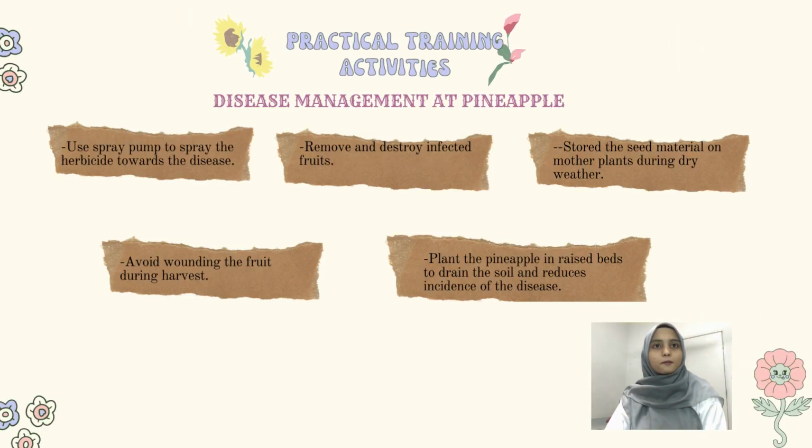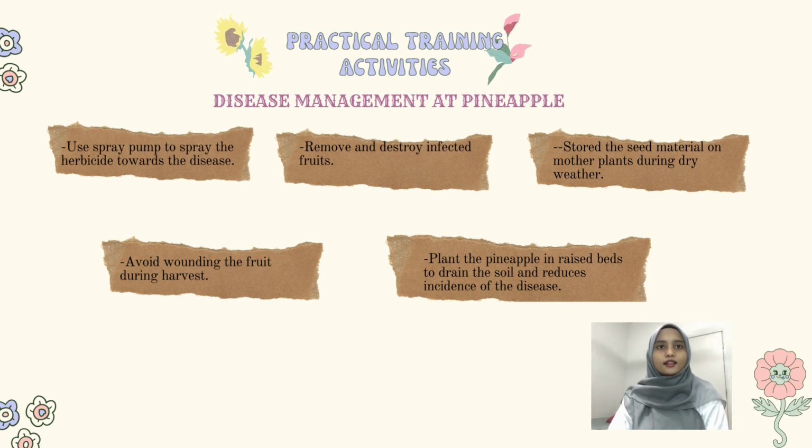Disease management at pineapple farm. There are many ways to manage the disease at a pineapple farm. One of the ways is to use a spray pump to spray the herbicide towards the disease that appears on the pineapple tree. Students should use the herbicide that is very suitable for the disease so that the disease can be removed.